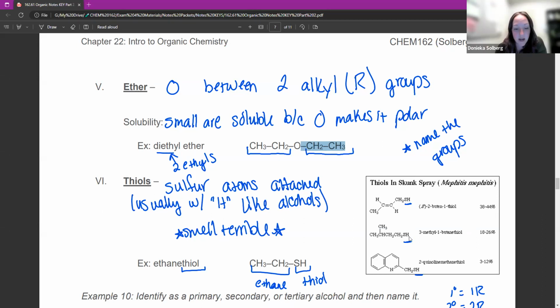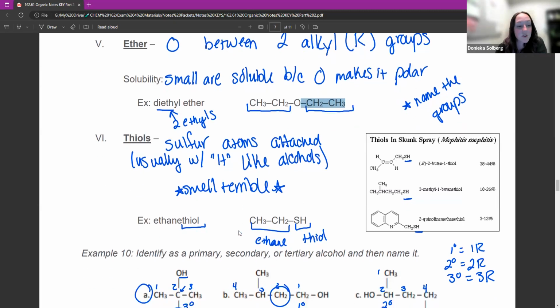It looks like this, right? You get an SH on there. They smell really, really awful. This is the thiols in skunk spray. Notice SH. So that's one of their properties, is that sulfur molecules smell terrible.